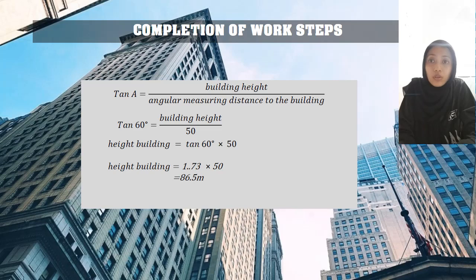Then the formula we use is tan C equals the building height over the measuring distance to the building. Second, tan C is changed to 60 degrees, because tan C is opposite over adjacent. So tan 60 degrees equals building height over 50 meters. Lastly, building height is equal to tan 60 degrees multiplied by 50. We multiply as usual and we get the height of the building.